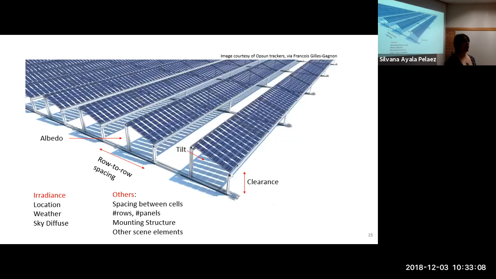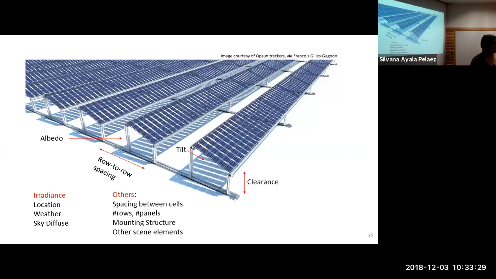Depending on how you set them, the amount of light that reaches the back of the panel is going to vary. So you have the things of how high you set it from the ground, what tilt you use, what row you use, what spacing you use. That will change the amount of light that reaches the back of the panel and the distribution that it has.